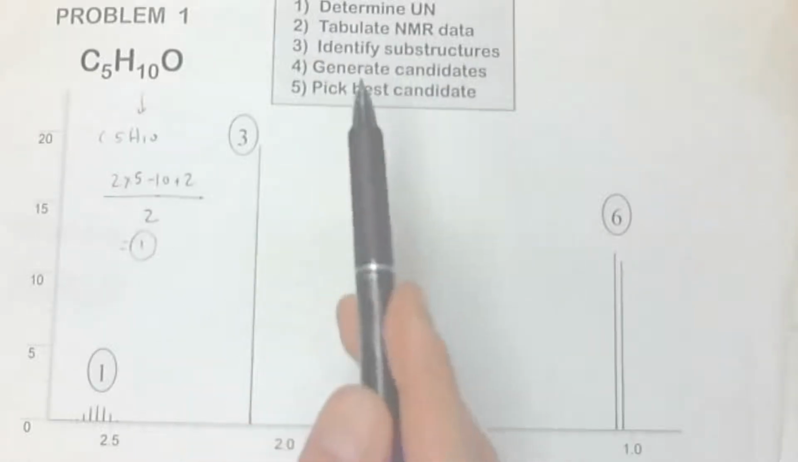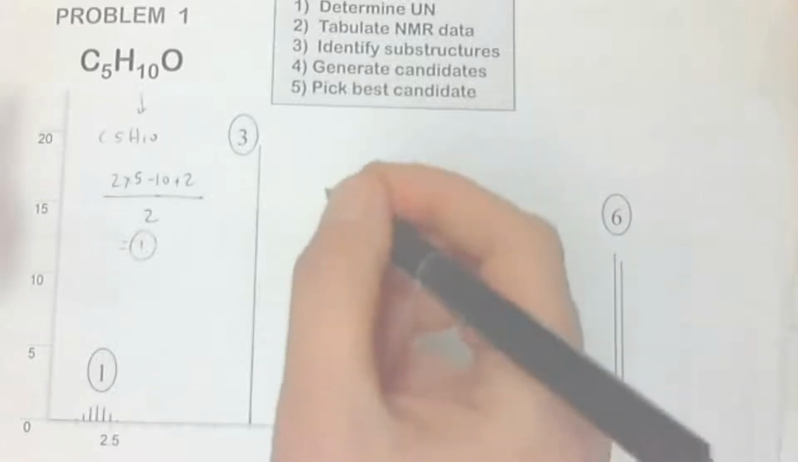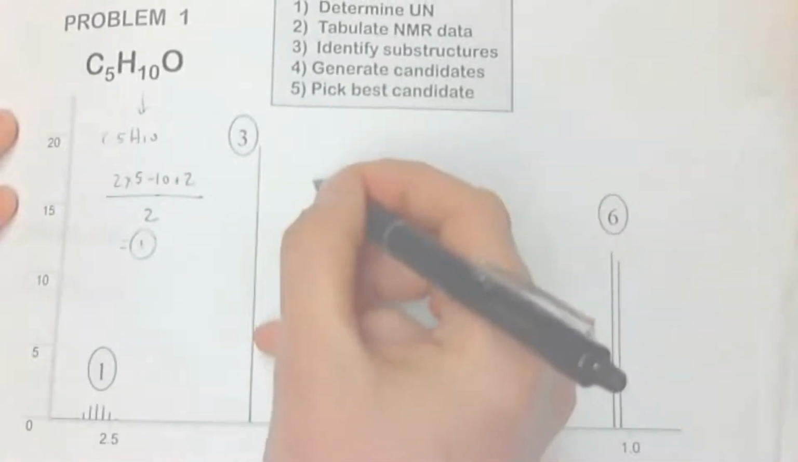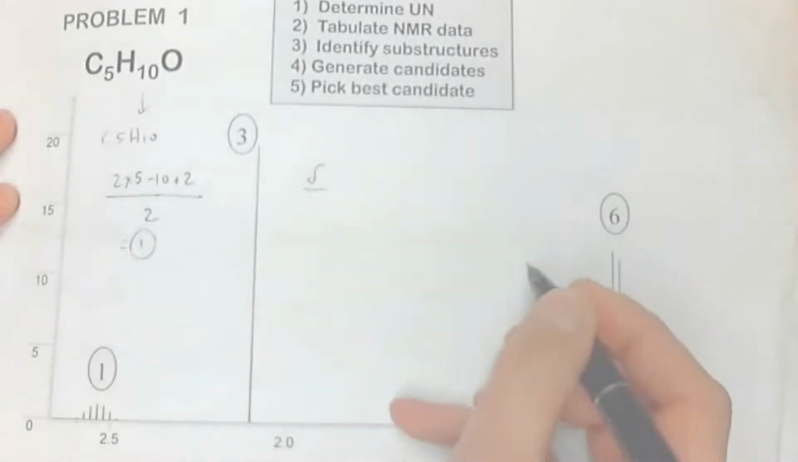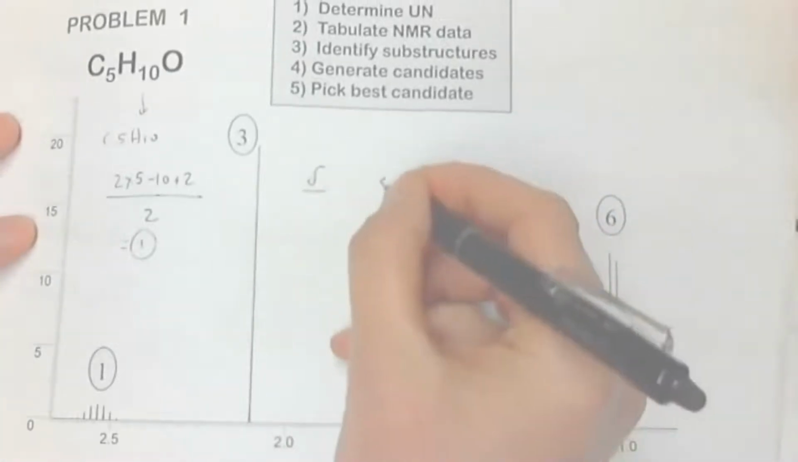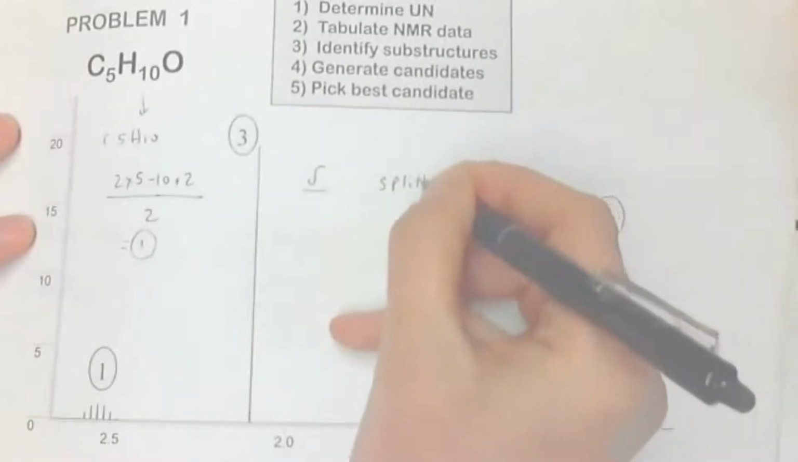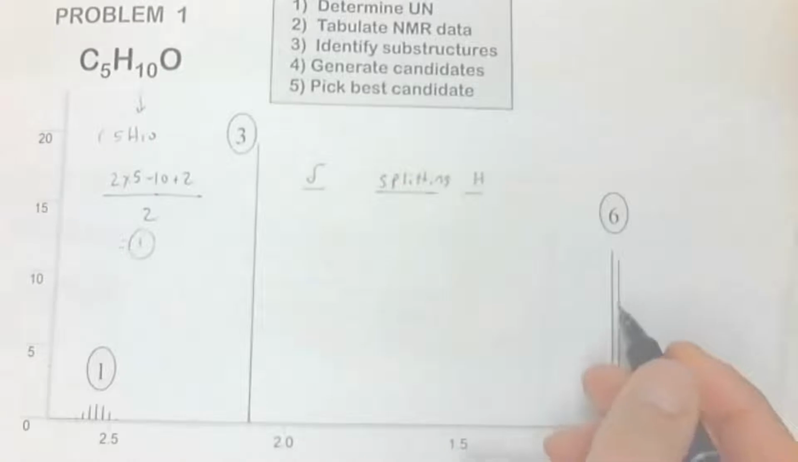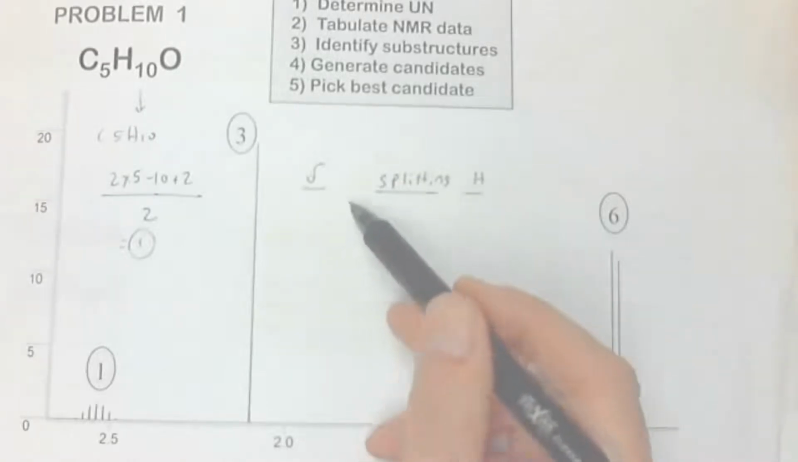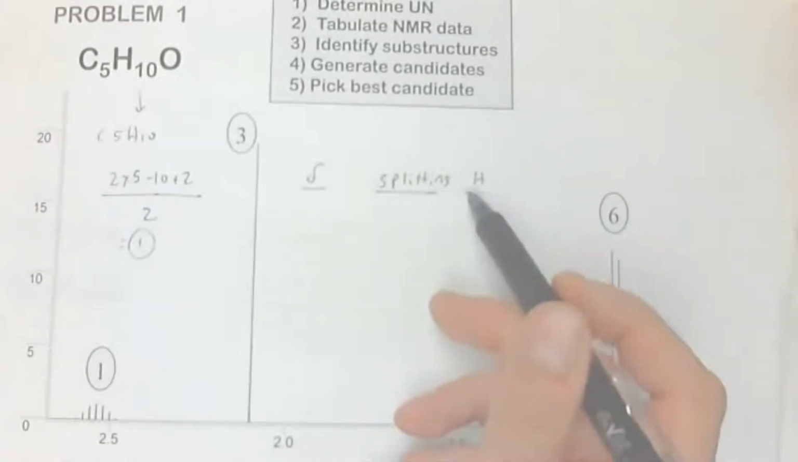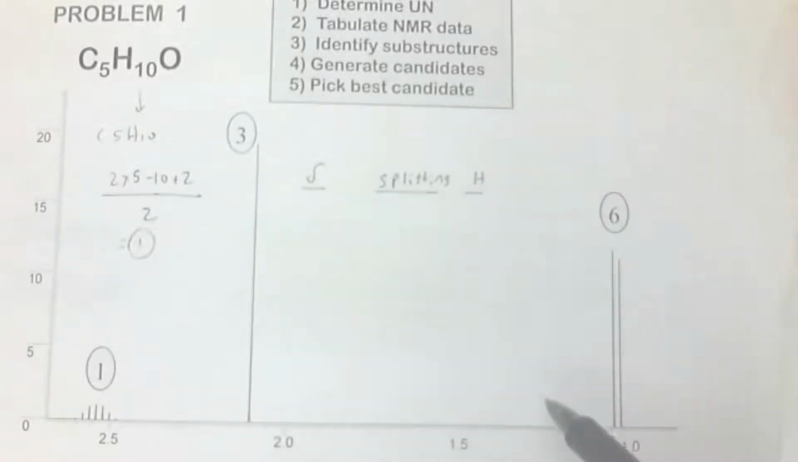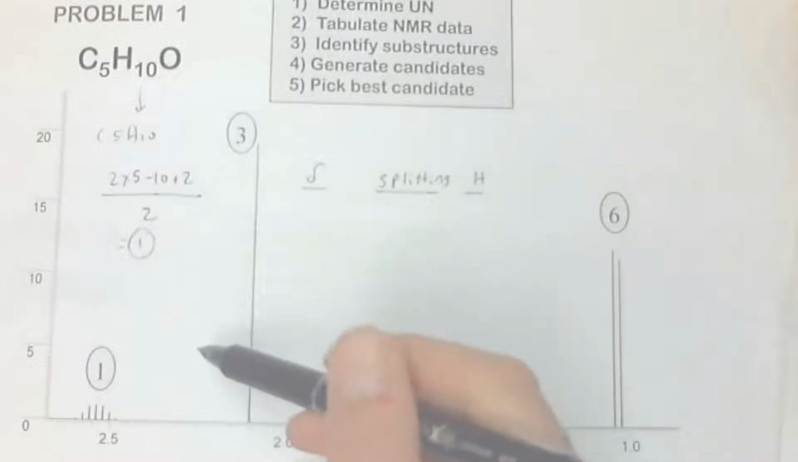Now we tabulate the NMR data. So I'm gonna make a little table. The abbreviation for chemical shift is delta. Splitting. H, that's my table. Delta is the chemical shift, splitting is the splitting, H is the number of hydrogens, or the integration, right? So for delta, I can go left to right, I can go right to left, doesn't matter.